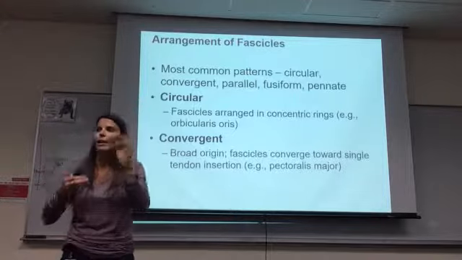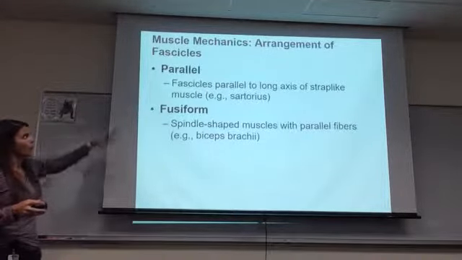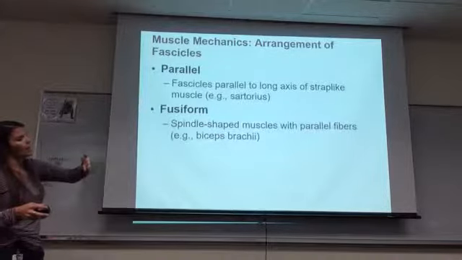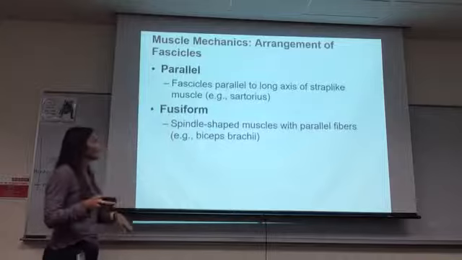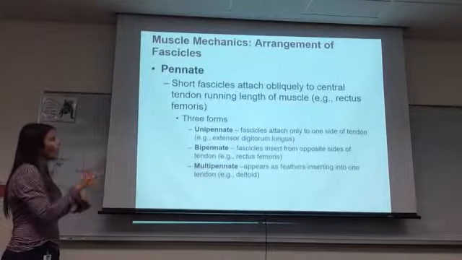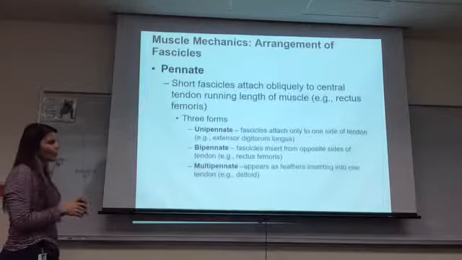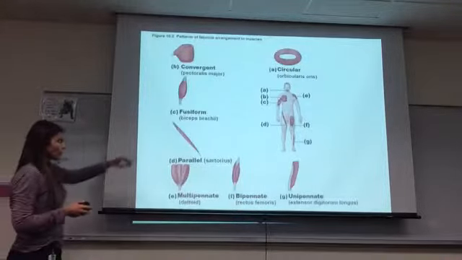So we'll see that, and I'm going to show you some diagrams and show you what I'm referencing. Parallel is like rectus, for example, the sartorius muscle, and fusiform is where it comes together in a spindle shape. And I'm going to show you diagrams. I know I'm clicking through this, but let me just get to the diagrams, and then I'll go back and show you.